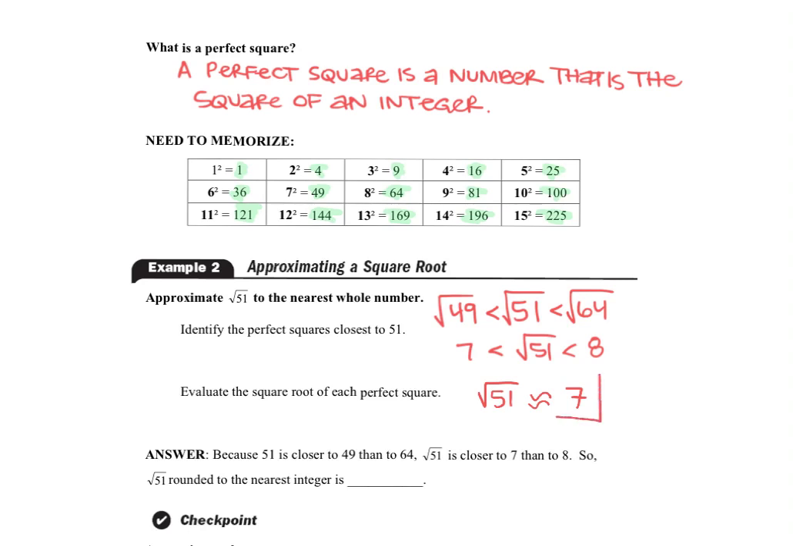And when you're doing your homework, this is how you could write your answer. The sentence down below just explains what I just said, but you don't need to write that whole sentence. You can just say the square root of 51 is approximately 7. All right, so let's try a few more of these.